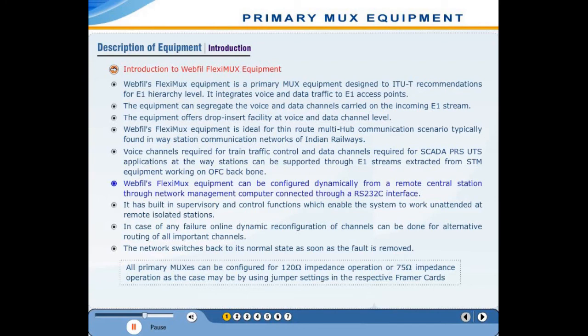WebFill FlexiMUX equipment can be configured dynamically from a remote central station through network management computer connected through a RS-232C interface. It has built-in supervisory and control functions which enable the system to work unattended at remote isolated stations. In case of any failure, online dynamic reconfiguration of channels can be done for alternative routing of all important channels. And the network switches back to its normal state as soon as the fault is removed.